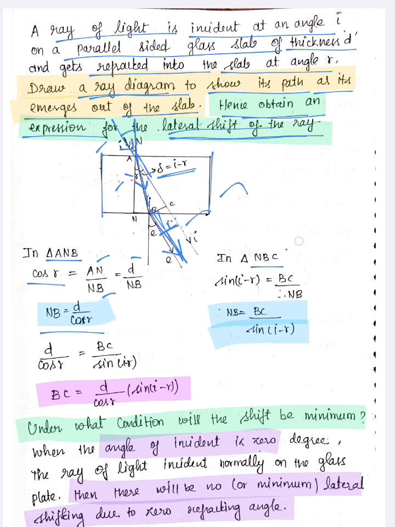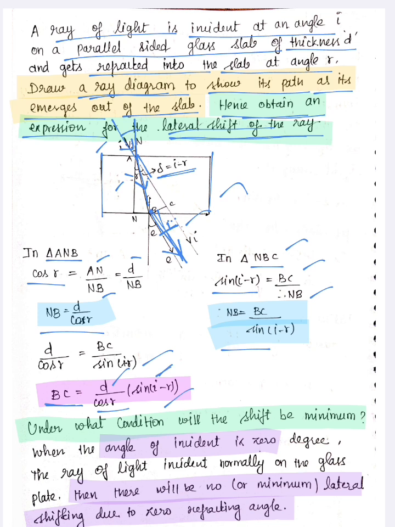In triangle NBC, we find sine of I minus R, that is opposite side by hypotenuse. From this we write NB equal to BC divided by sine of I minus R. When we equate this, we write the lateral shift BC equal to D sine of I minus R divided by cos R. So the lateral shift depends on the incident angle and the thickness of the glass slab.